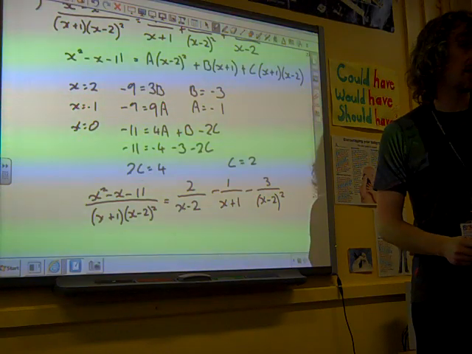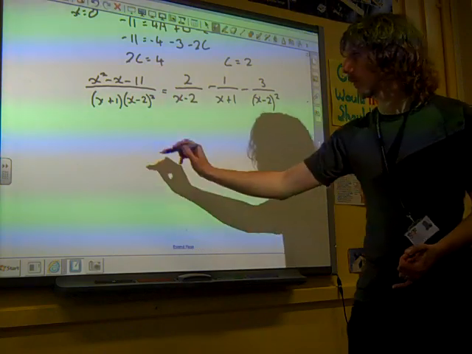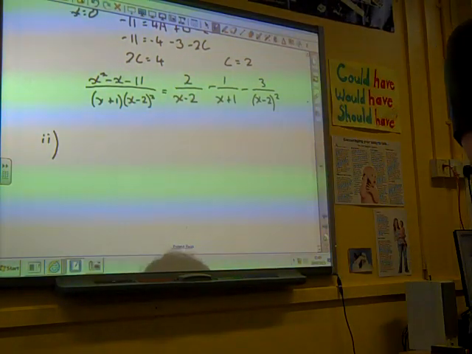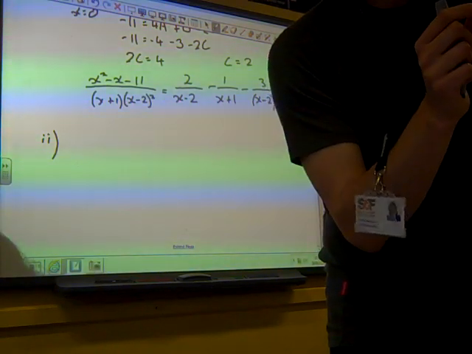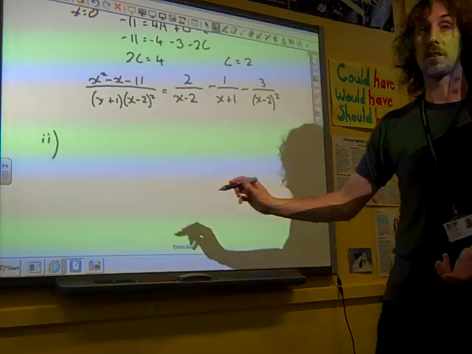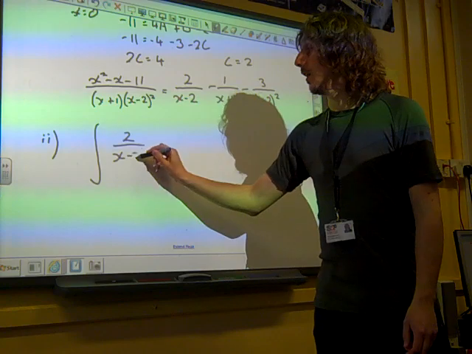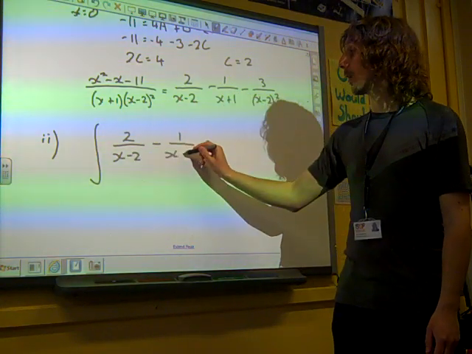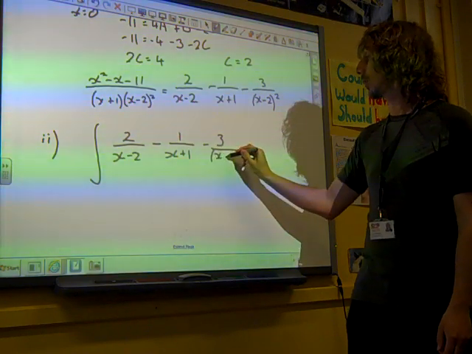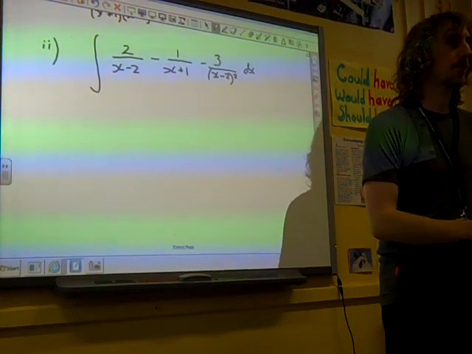Then it wanted us to integrate it. So now, in part 2, it said, find the exact value, giving your answer in the form a plus ln b, where a and b are rational numbers. So now we want to integrate it. We're integrating 2 over x minus 2, minus 1 over x plus 1, minus 3 over x minus 2 squared dx.